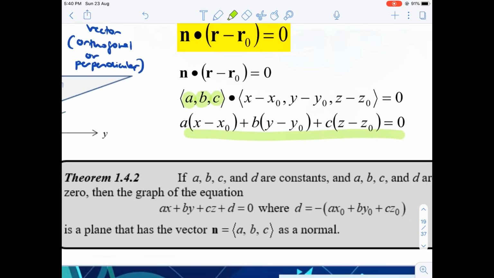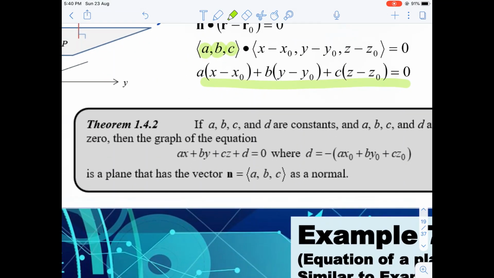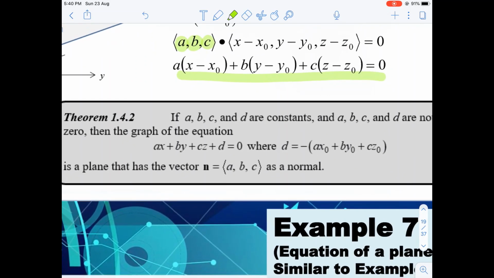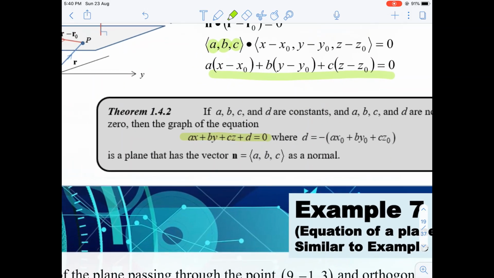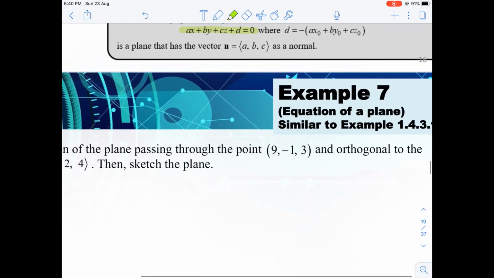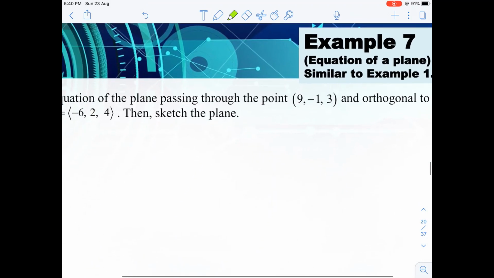Alternatively, we can write the equation of the plane like this: ax plus by plus cz plus d equals 0, where d is the negative of ax naught plus by naught plus cz naught. Now, let's take a look at example 7.